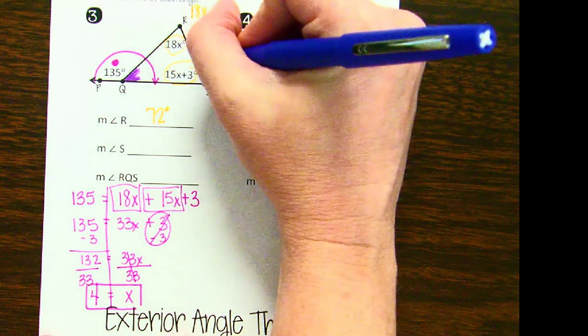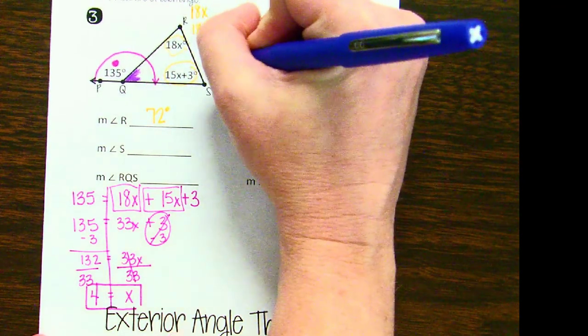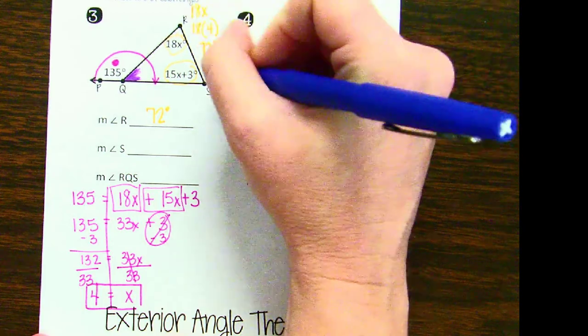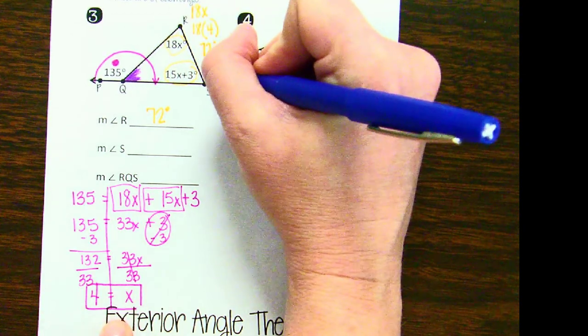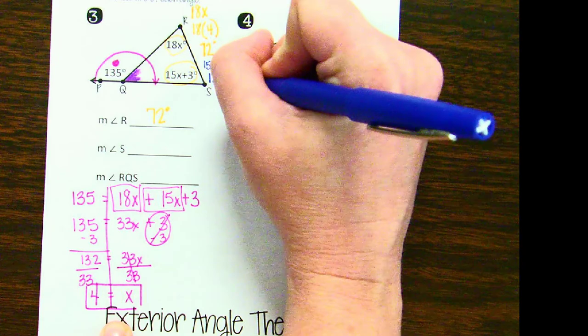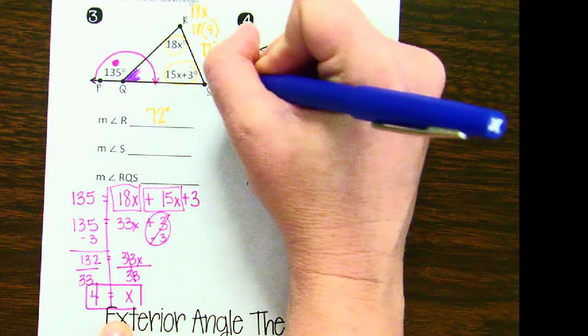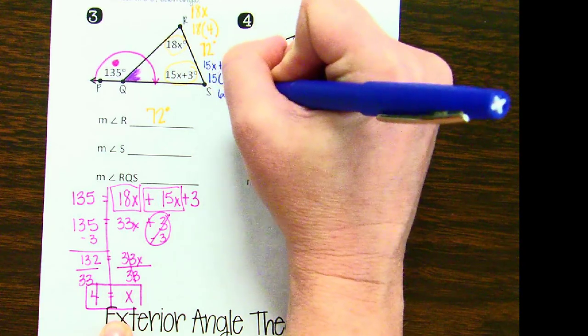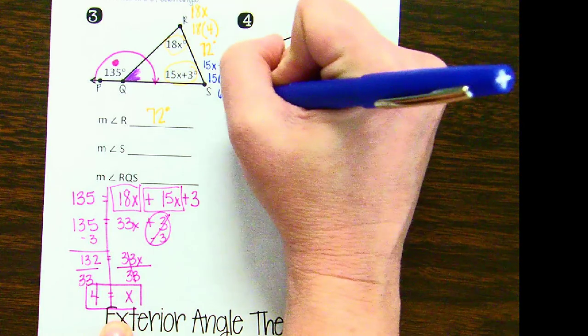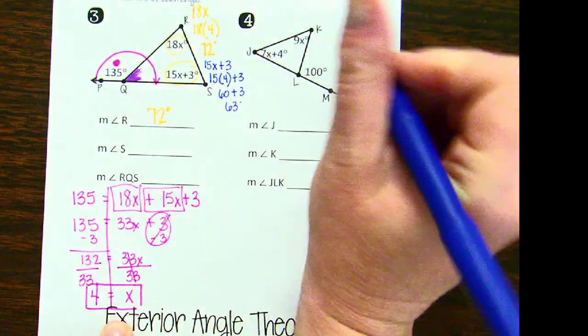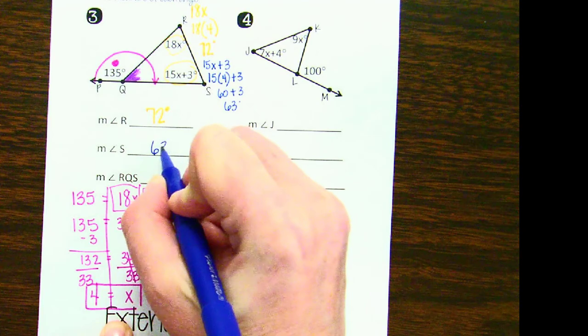For angle S, I'm going to use the expression 15x plus 3. I'm going to substitute my solution 4 for the variable x. 15 times 4 is 60, plus 3 is 63 degrees, so angle S is 63 degrees.